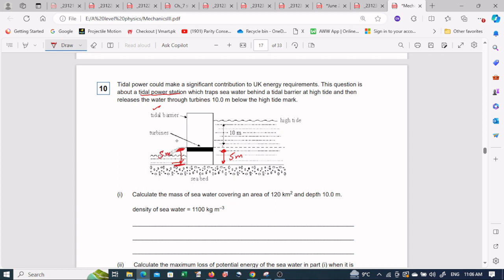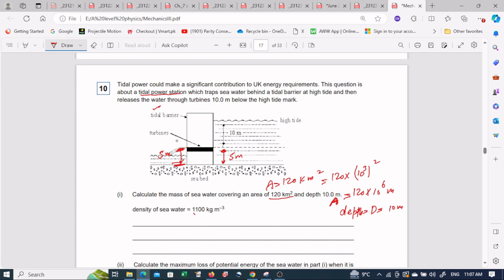Now calculate the mass of water covering an area of 120 square kilometers. We can convert this into square meters: 120 times 1 kilometer is 1000 meters, or 10 to the power 3, squared. So we get 120 times 10 to the power 6 square meters. The area is given, and the depth is also given: d is equal to 10 meters.